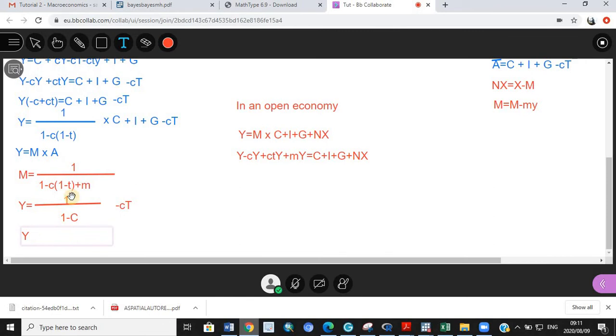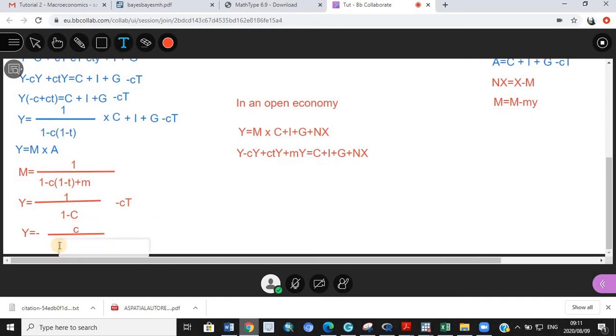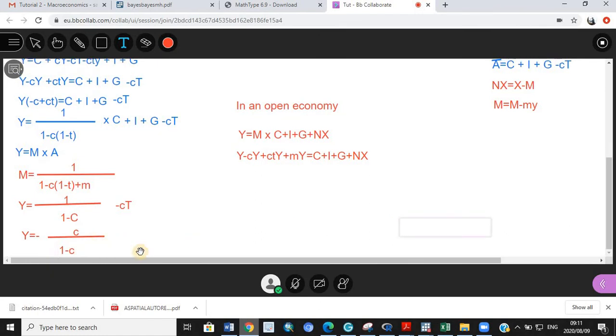If we reorganize this, that would be equal to y multiplied by 1, right? So I'm going to write here this equals to minus, and I'm going to write the division line. There we have minus c over 1 minus c. Okay, so this is the tax multiplier.